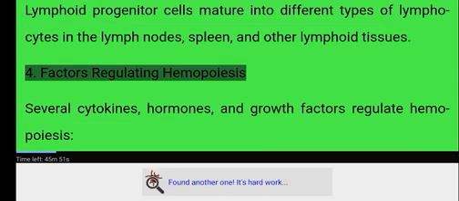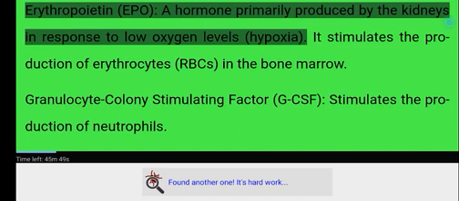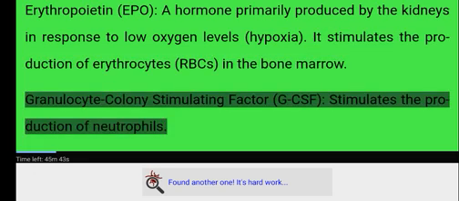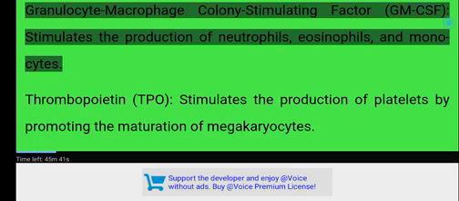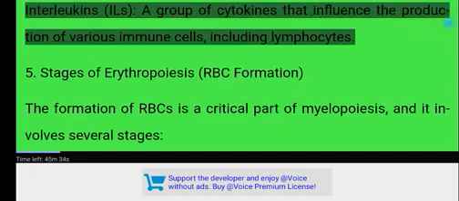4. Factors regulating hematopoiesis. Several cytokines, hormones, and growth factors regulate hematopoiesis. Erythropoietin, EPO, a hormone primarily produced by the kidneys in response to low oxygen levels, hypoxia. It stimulates the production of erythrocytes, RBCs, in the bone marrow. Granulocyte colony stimulating factor, G-CSF, stimulates the production of neutrophils. Granulocyte macrophage colony stimulating factor, GM-CSF, stimulates the production of neutrophils, eosinophils, and monocytes. Thrombopoietin, TPO, stimulates the production of platelets by promoting the maturation of megakaryocytes.